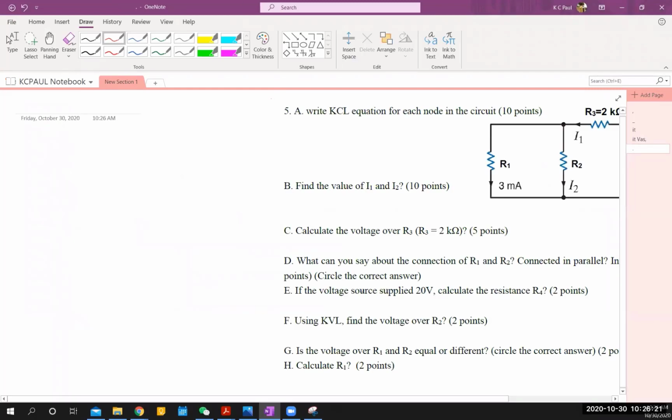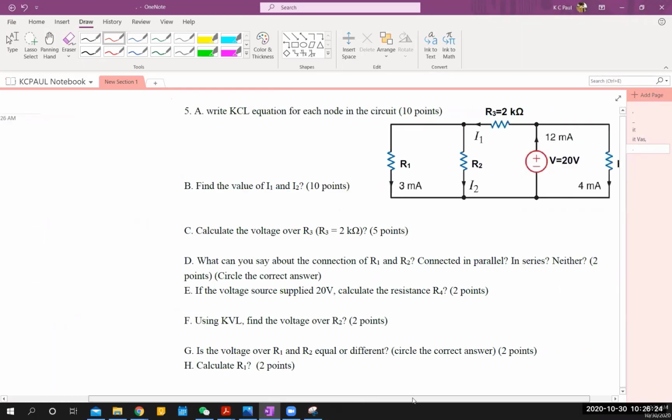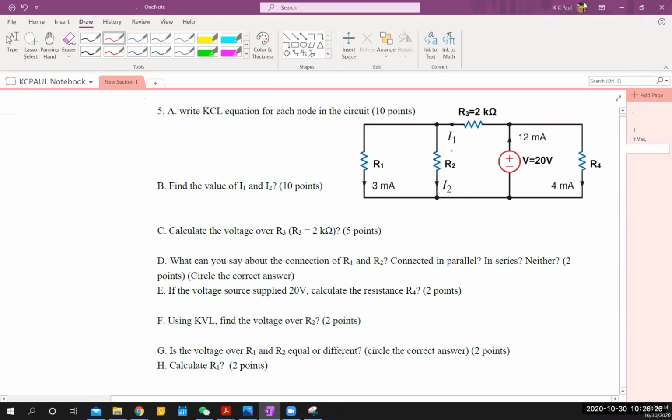Okay, the KCL equation here we have to write down. You already know KCL equation. So some of you have made a mistake. KCL and nodal analysis, what is the difference? Anybody else can please tell me? What is the difference between KCL and nodal analysis?